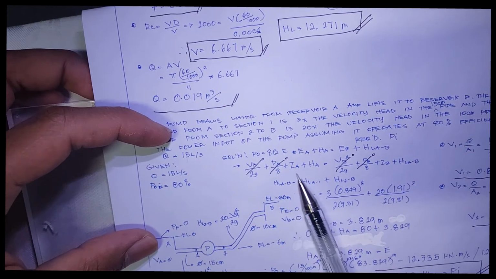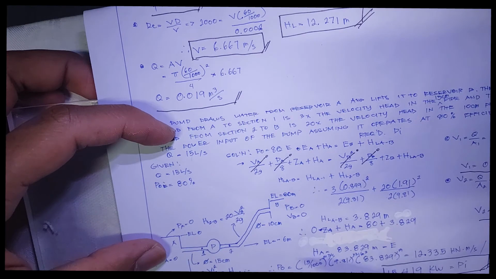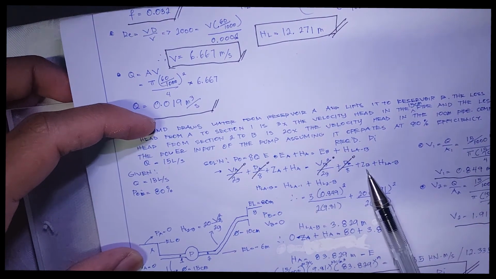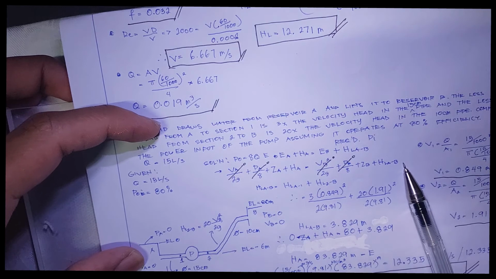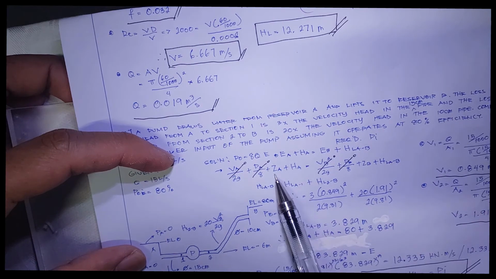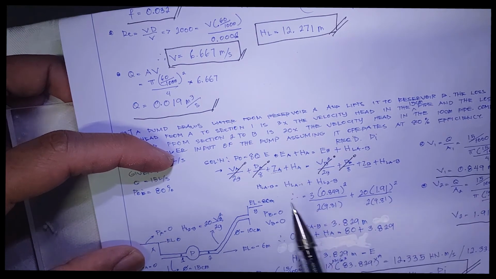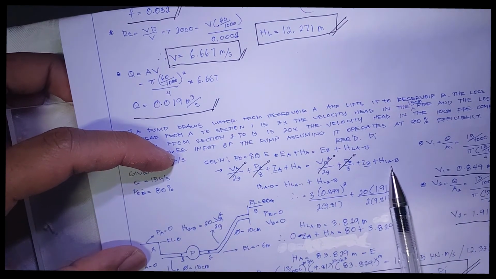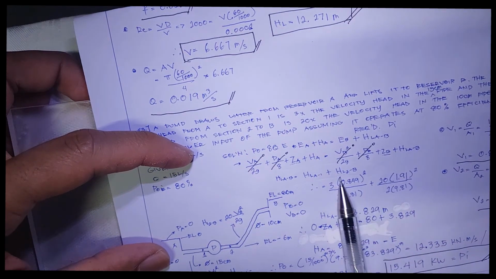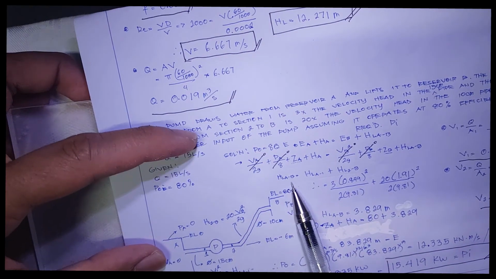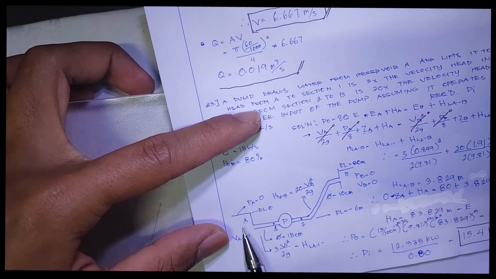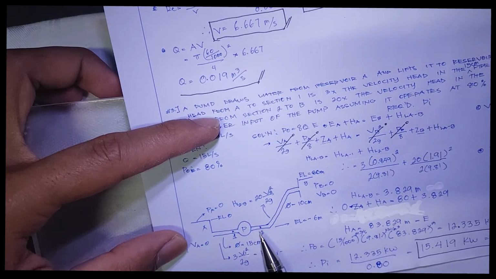So plus ZA because we have a difference in elevation, plus HA is equivalent to ZB plus HL from A to B. So given the values of ZA and ZB, we need the value of HA and HL, the head loss from A to B. Simplifying the given formula, the head loss from A to B is equivalent to the head loss from A to 1, plus the head loss from point 2 to B.